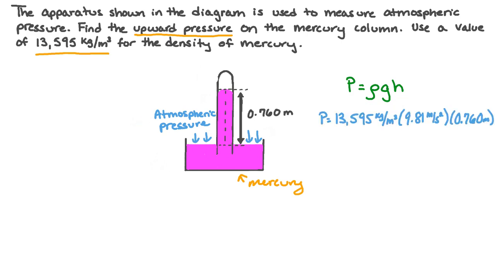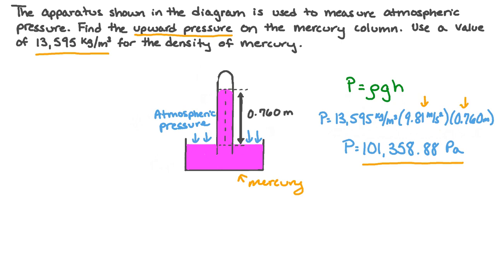The pressure of our column of liquid mercury is equal to the density of mercury, 13,595 kilograms per meter cubed, times the acceleration due to gravity, 9.81 meters per second squared, times the height of the liquid mercury, 0.760 meters. When we multiply out these three values, we get a pressure of 101,358.88 pascals.